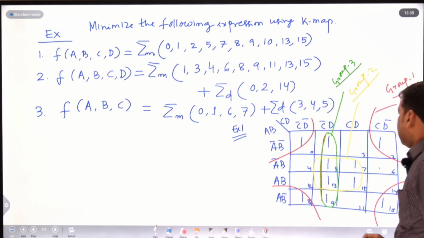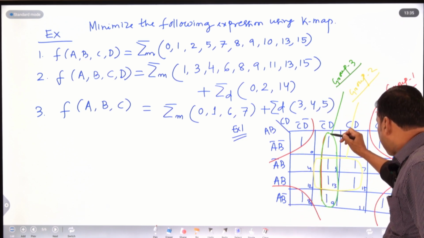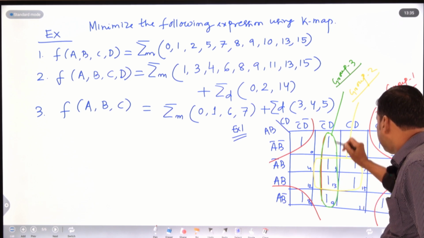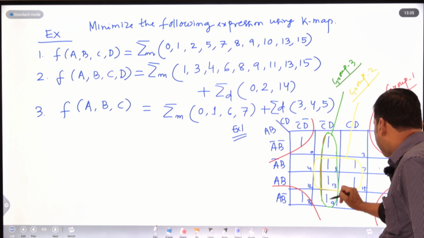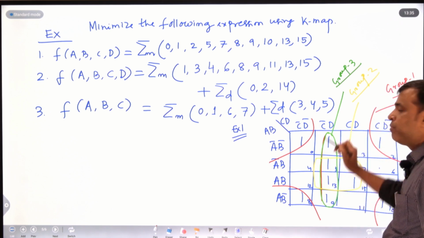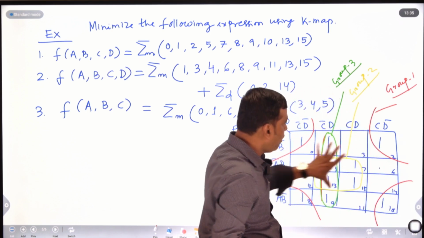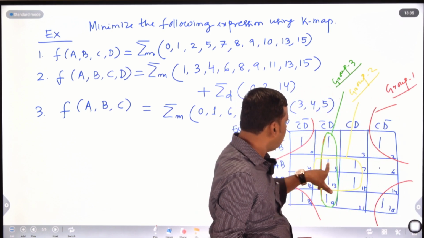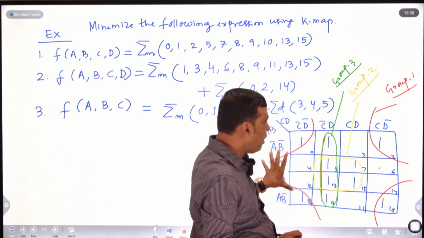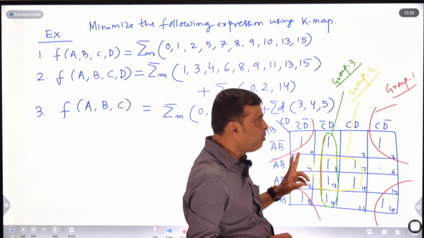Look at this one, particularly; this one can be combined with what? This one is already covered with this group. So this 2-1 and this 2-1 form a group. These 4 corners form group 1, this is your group 2 and this is your group 3. In a quad, as I already told you, in 4 variables, if there is a quad, 2 variables will be reduced.